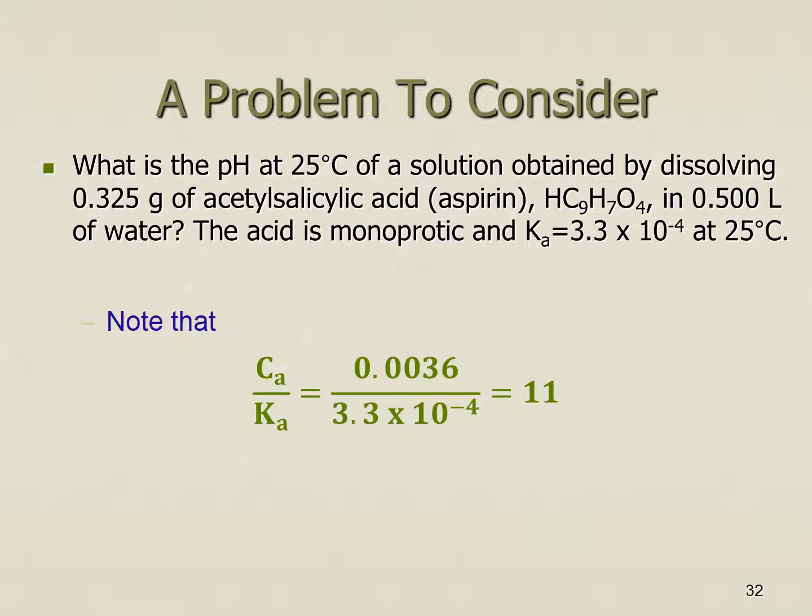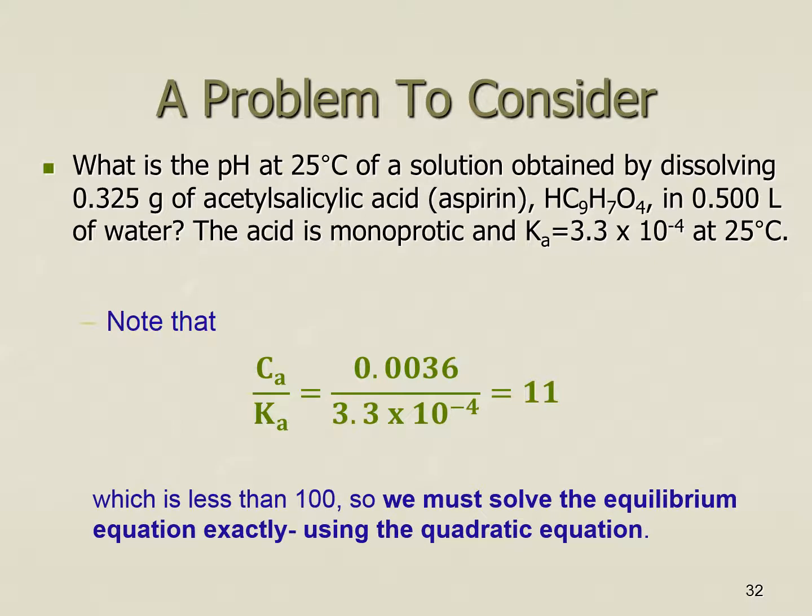All right, so just take a little note here. Now we know what Ca is and we know what Ka is. And if we do the division, what you come up with is 11. So notice that Ka, 0.00033, and Ca, 0.0036, are really too close for X to be negligible. So right away we know that we're going to have to solve the quadratic equation. That's a good thing to know right from the start. So we're prepared.